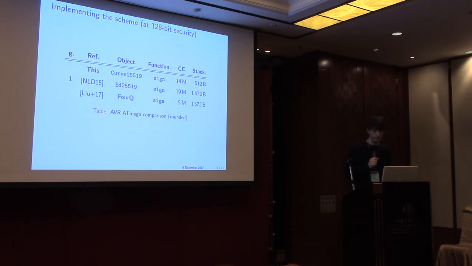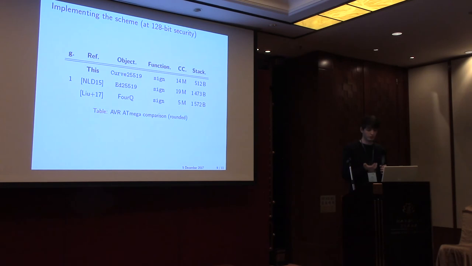Yes, okay. So we implemented this in C, and we ran this on some small platforms. One of them was the AVR ATmega. That's the only one I'll talk about here. We instantiated this with Curve25519, a popular curve out there. And you can see, if you compare this to an X25519 implementation by Nascimento et al., signing speeds up, and you need much less stack.